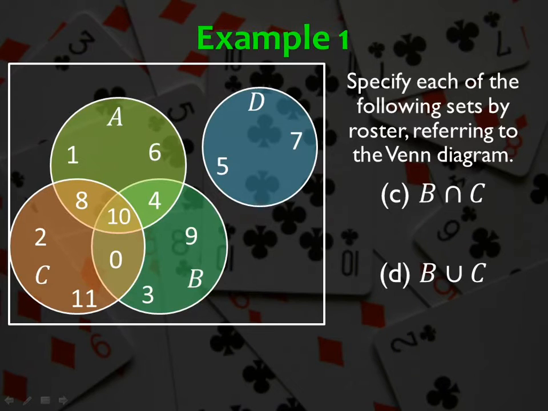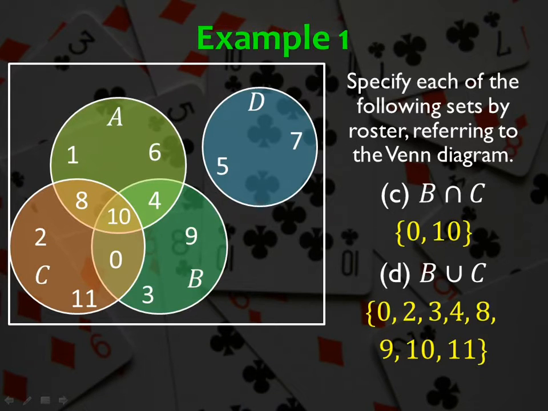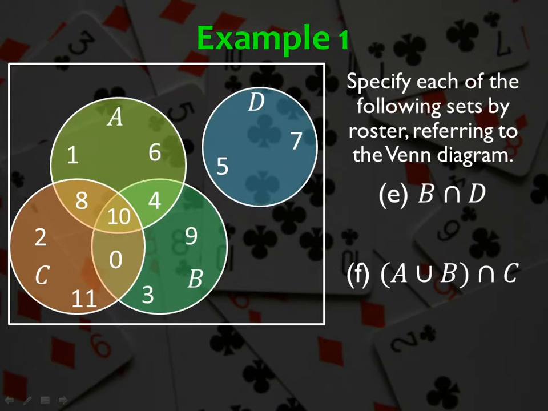All right, C, the intersection of sets B and C. You want to look for the elements that are in both B and C, and that is elements 0 and 10. D, the union of sets B and C. You want to look for the elements that are in either B or C or both. That comes out to 0, 2, 3, 4, 8, 9, 10, and 11. E, the intersection of sets B and D, they have no elements in common, so that is the empty set.